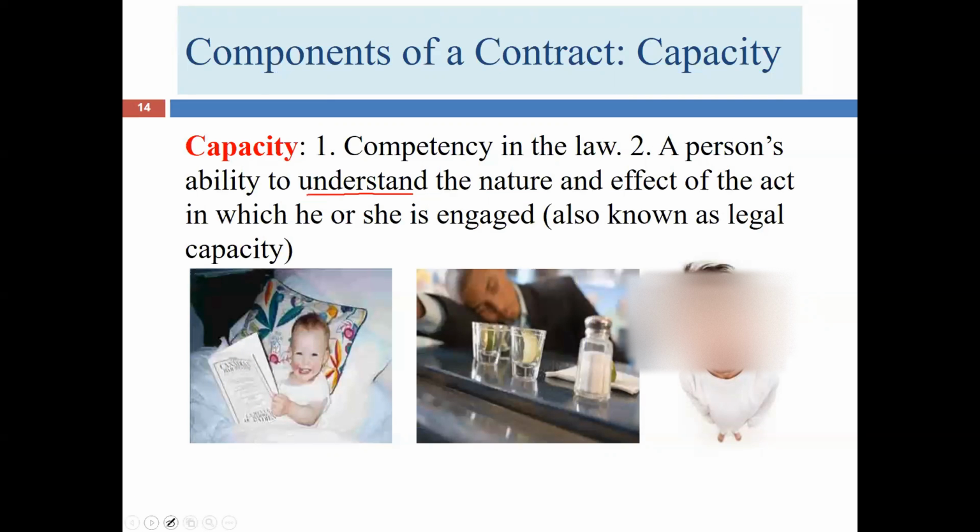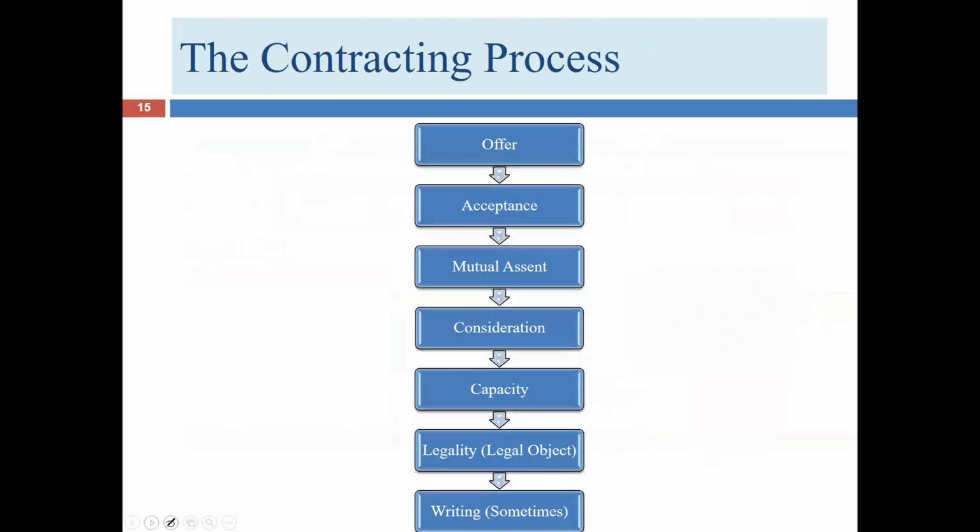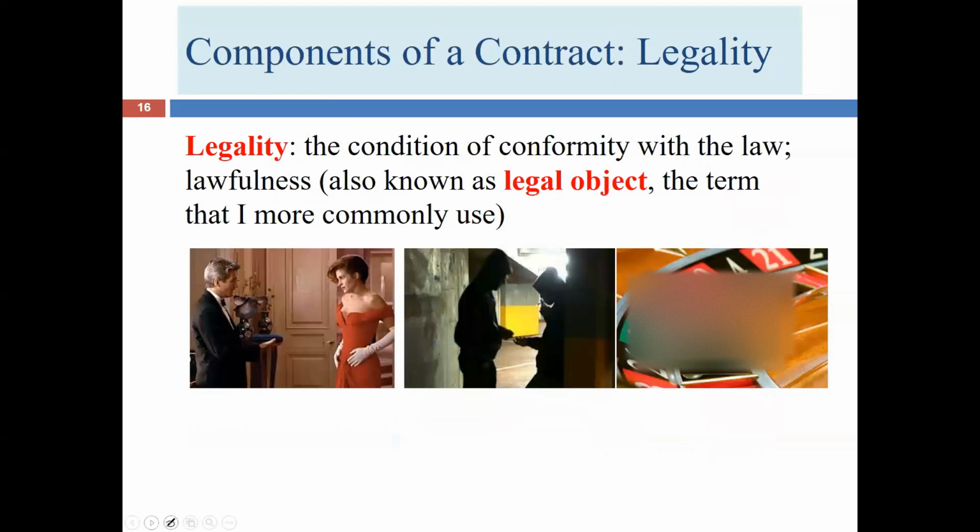So that is capacity. In order to have a valid contract, both parties to the contract have to have capacity. So we have now talked about the third element. So we have agreement, which is our first element, consideration, which is our second element, capacity, which is our third element. And now we're going on to our fourth element, our final element, which is legality.